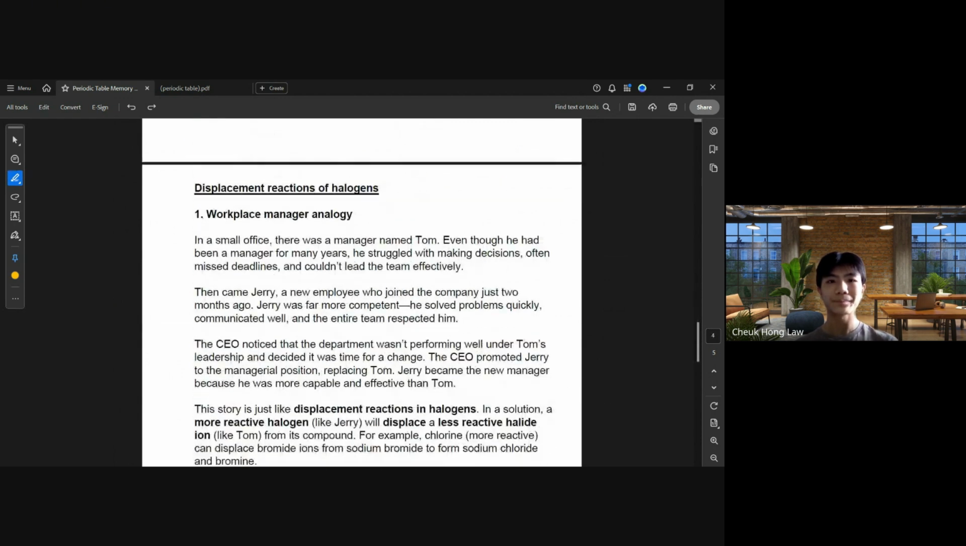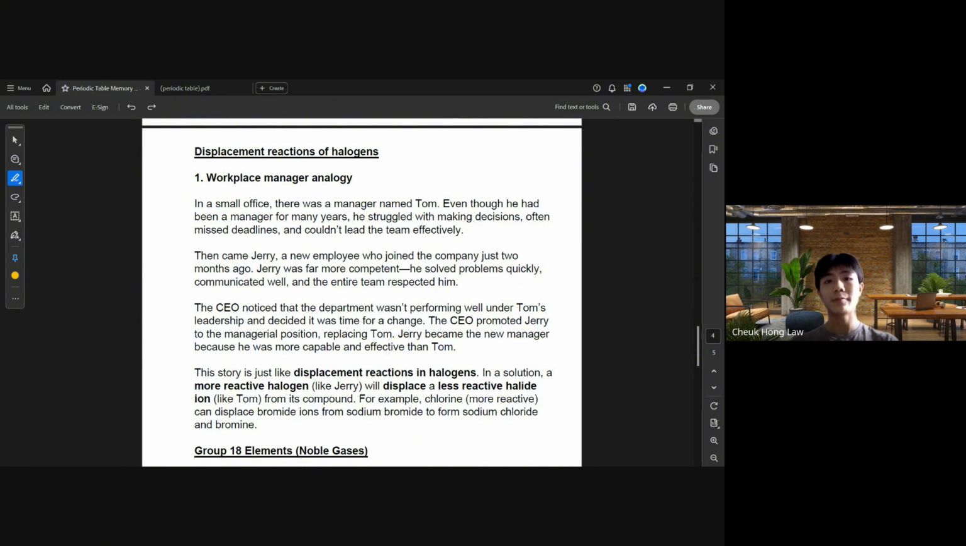Moving on. Next, displacement reactions of halogens. So let me tell you a story. In a small office, there's a manager named Tom. And even though he had been a manager for many, many years, he struggled with making decisions.